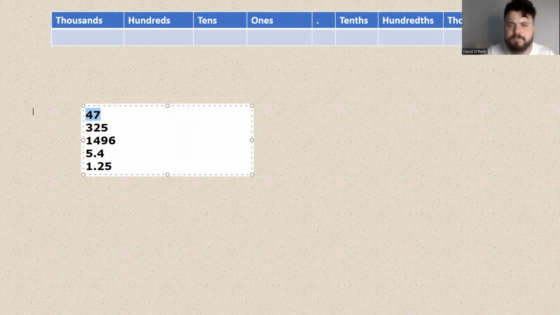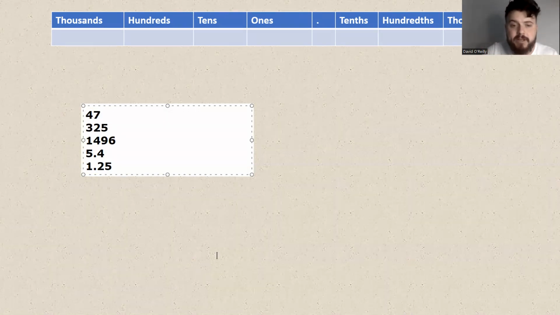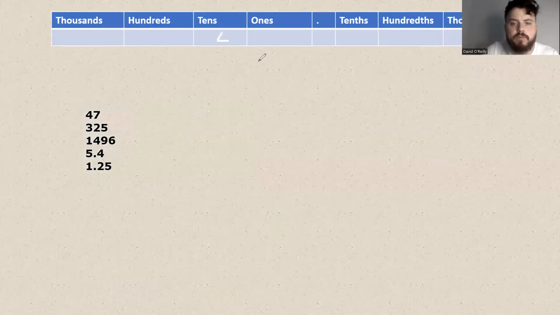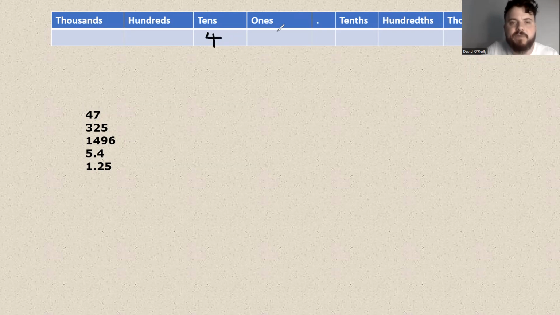So we've got 47, yeah? How would I put this into the place value grid? Well, we know that 47 is made up of 4 10s and 7 1s. So let's change the pen color. So 47 is 4 10s and 7 1s. Okay, 325 is made up of 3 100s, 2 10s, and 5 1s.